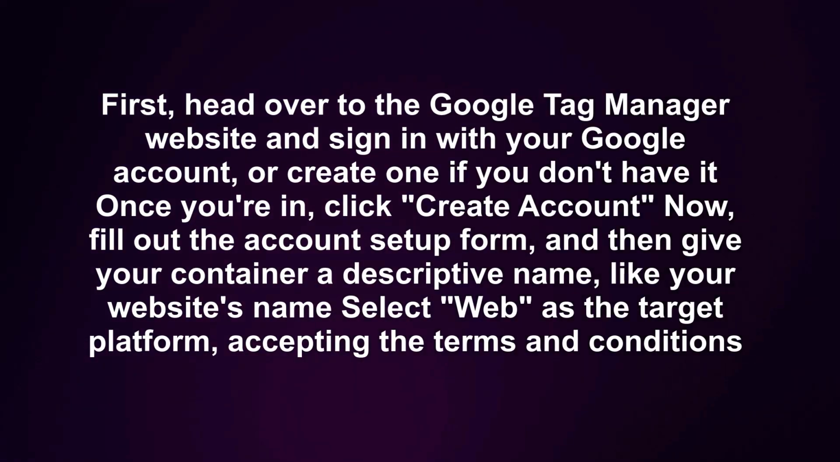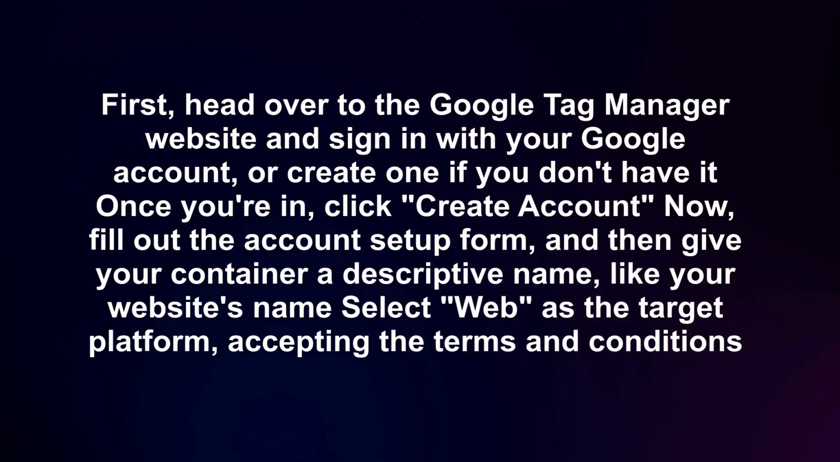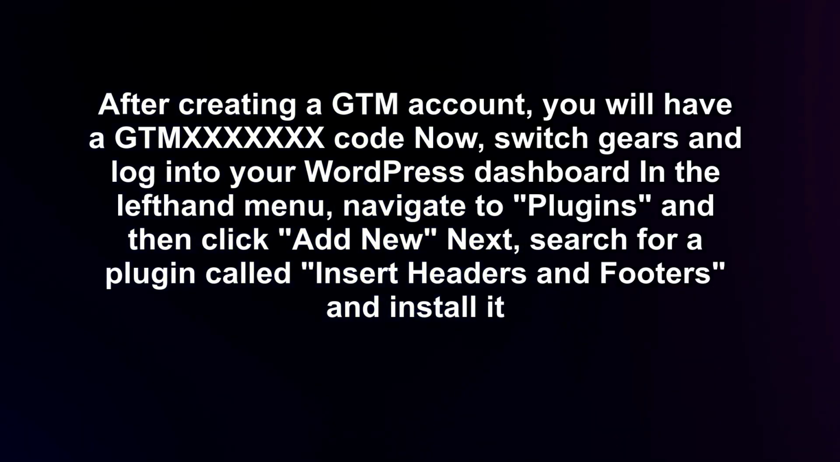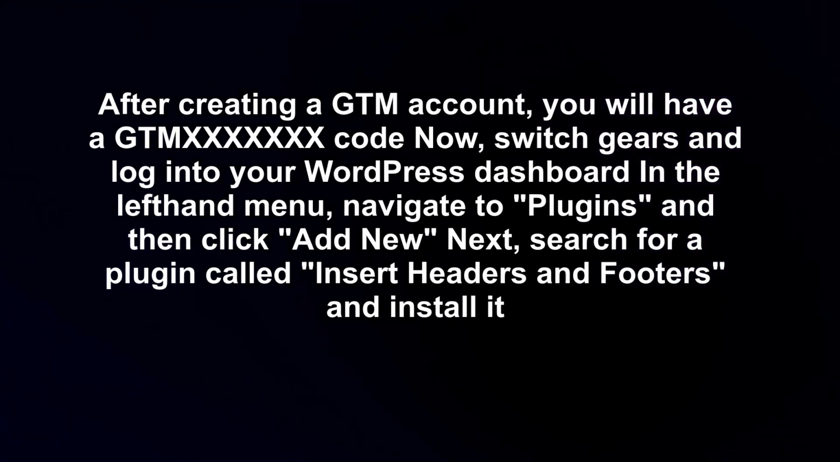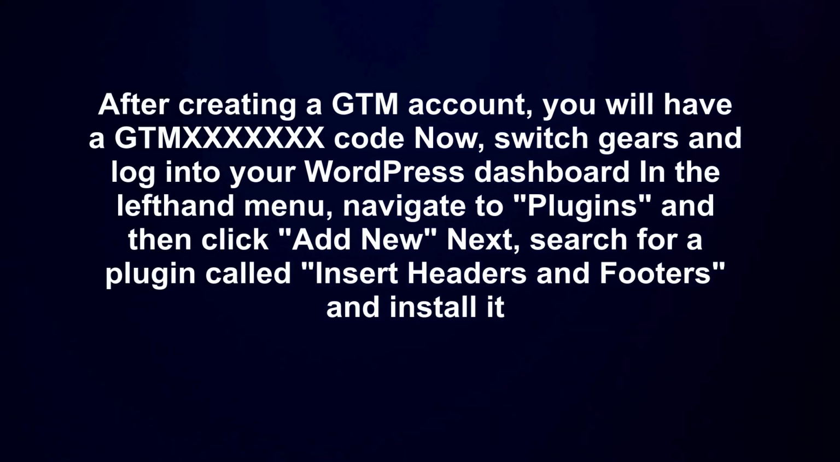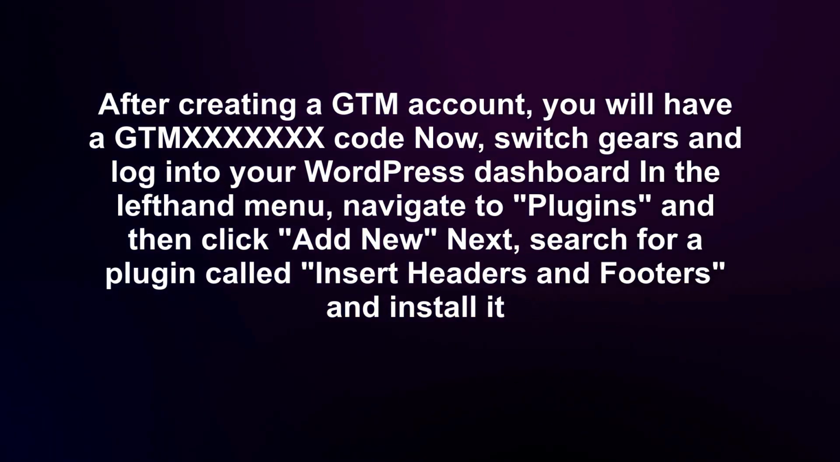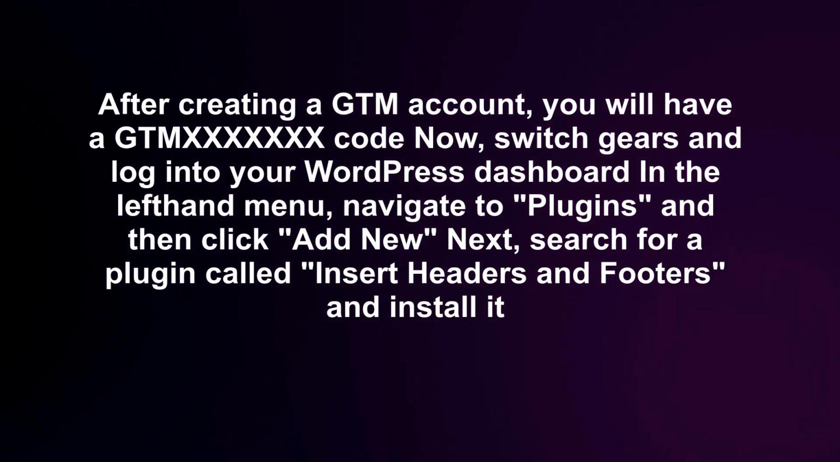Like your website's name, select Web as the target platform, accepting the terms and conditions. After creating a GTM account, you will have a GTM-XXXXXXX code now. Switch gears and log into your WordPress dashboard. In the left-hand menu, navigate to Plugins and then click Add New.